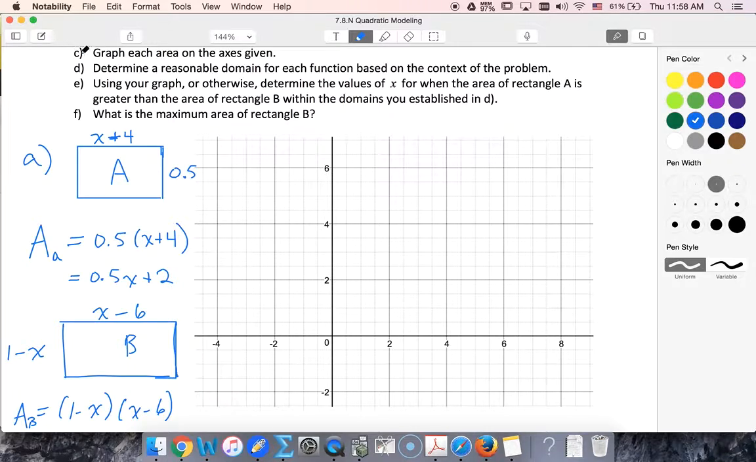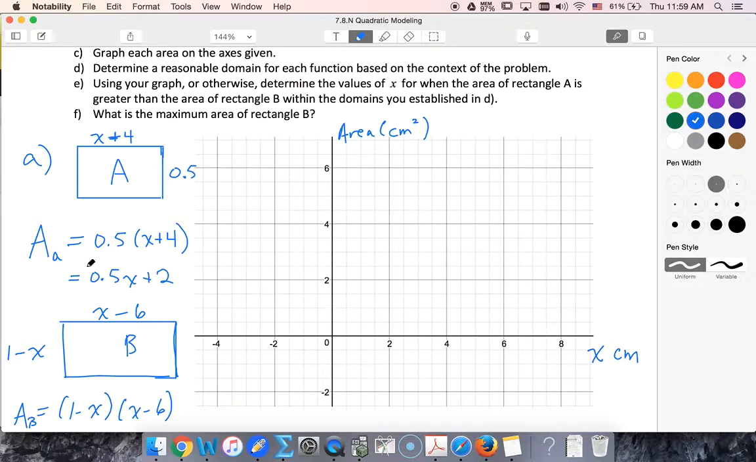So C tells me to graph my areas. So my y-axis is going to be area, which I measure in centimeters squared. And my x-axis isn't length, but it's how this variable x is changing. So this is just x and it's measured in centimeters. But it's not a length on its own.